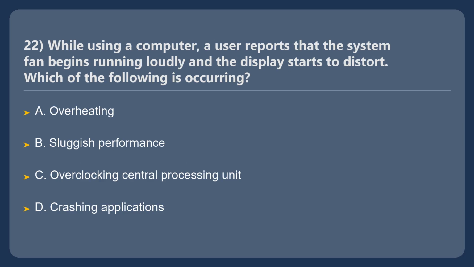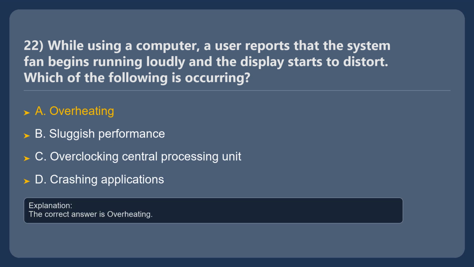Question 22. While using a computer, a user reports that the system fan begins running loudly and the display starts to distort. Which of the following is occurring? Option A, overheating. Option B, sluggish performance. Option C, overclocking central processing unit. Option D, crashing applications. The correct answer is option A, overheating.